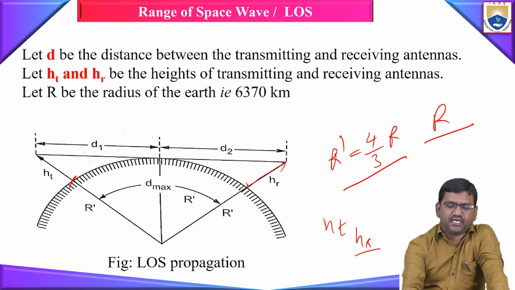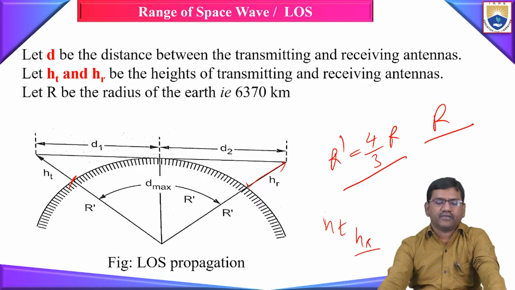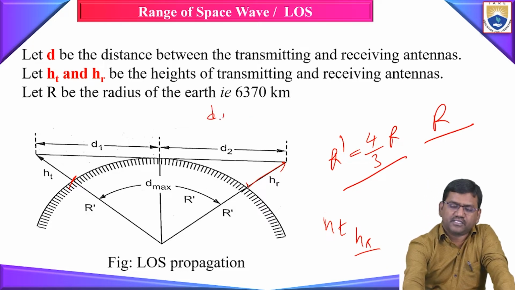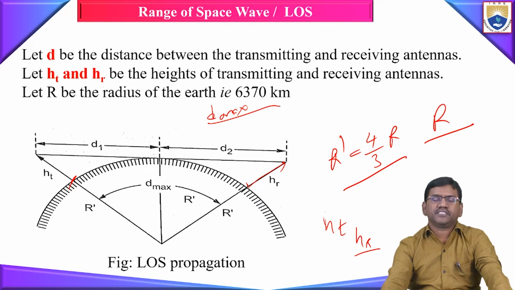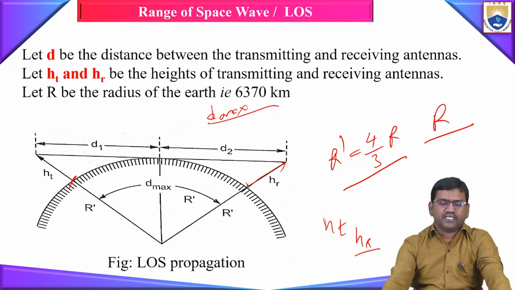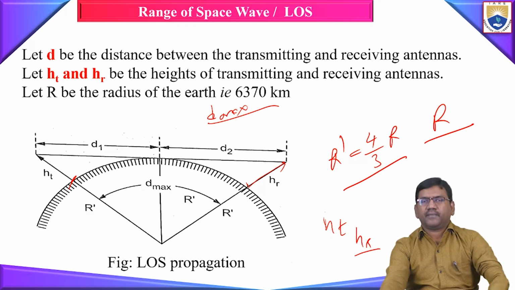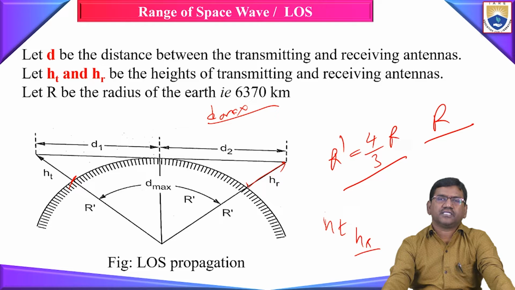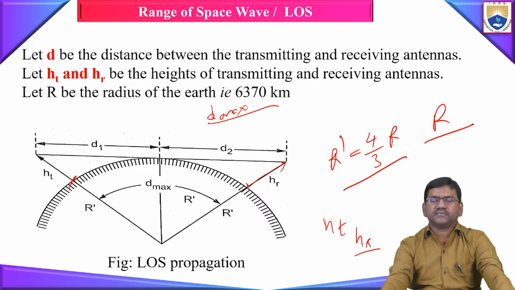Let us assume that the total distance a ray travels from the transmitting antenna to the receiving antenna is capital D. So D max represents the maximum distance a ray propagates between the transmitting antenna and the receiving antenna. Assume that the ray has been divided into two parts, D1 and D2. Assume that the ray path touches the surface of the curved Earth exactly midway between the transmitting antenna and the receiving antenna.